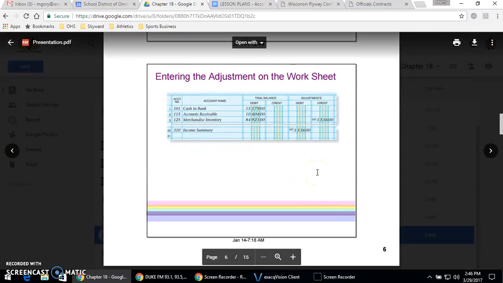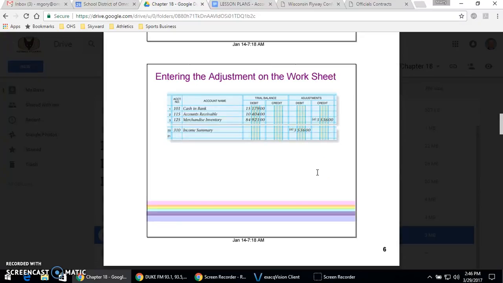Now, after we have recorded the adjustment, we have to show that on the worksheet itself. So if we have an adjustment of, say, $3,536, as indicated in one of our previous slides, we have to show that merchandise inventory is going to decrease in value by that amount. Merchandise inventory is an asset with a debit side balance. Therefore, we credit the adjustment to show a decrease in the value of that account. And in order to make that transaction balance, we have to debit another account. In this case, we are going to debit income summary.